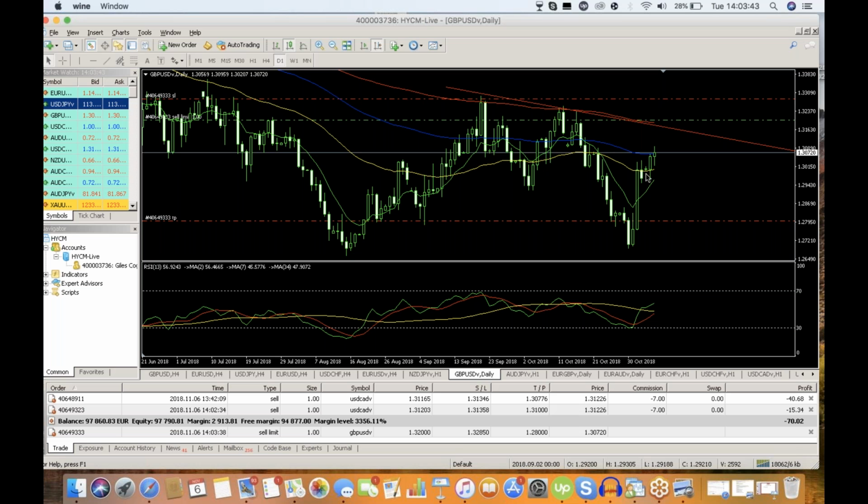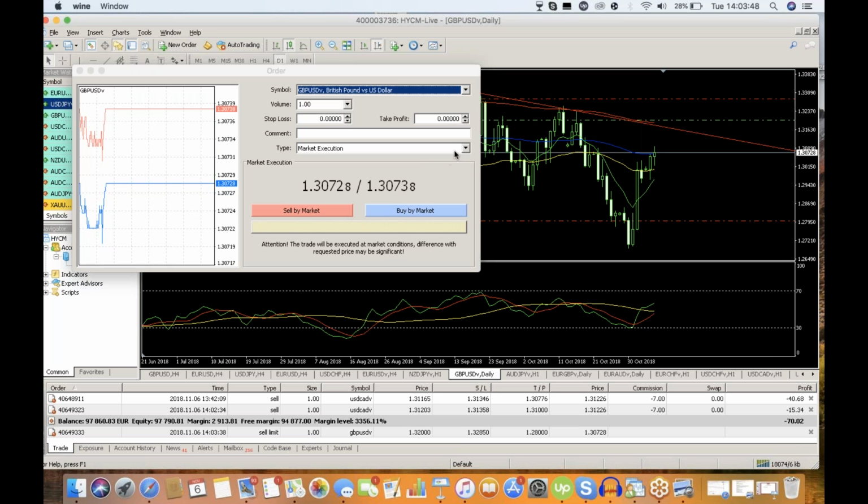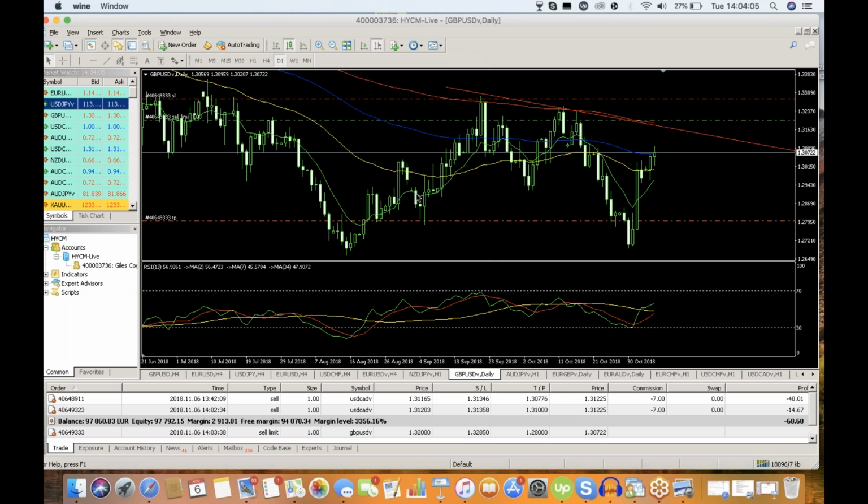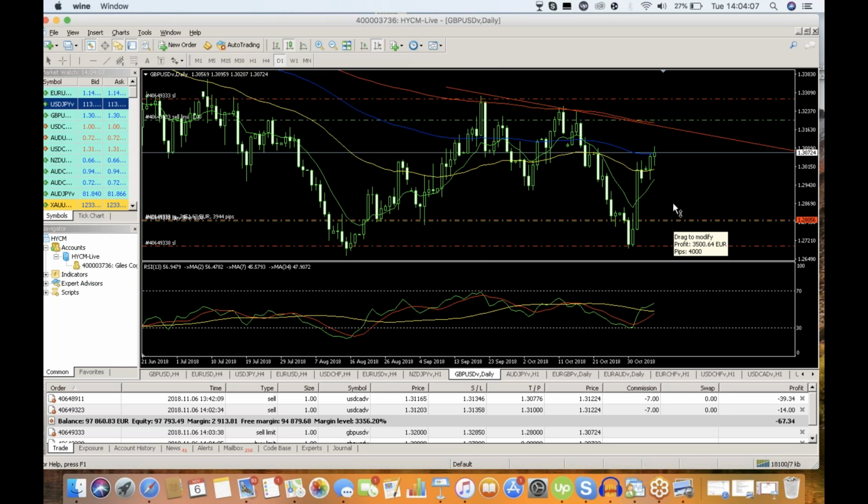That's how you do that. So if you wanted to buy below price, you would just go to new order, pending order, buy limit, and you just put your 1.2800, 1.2700, and you just place it there like that, and then that's your buy limit down there.